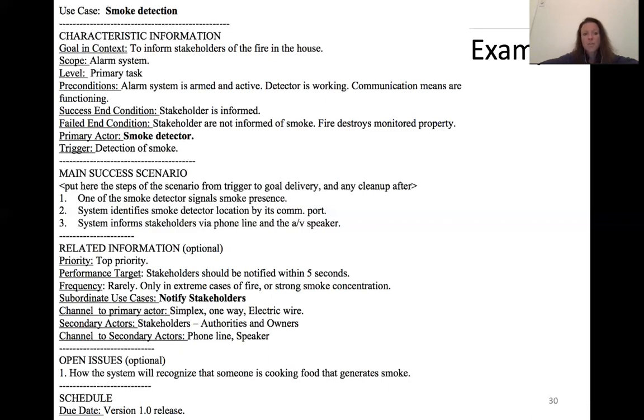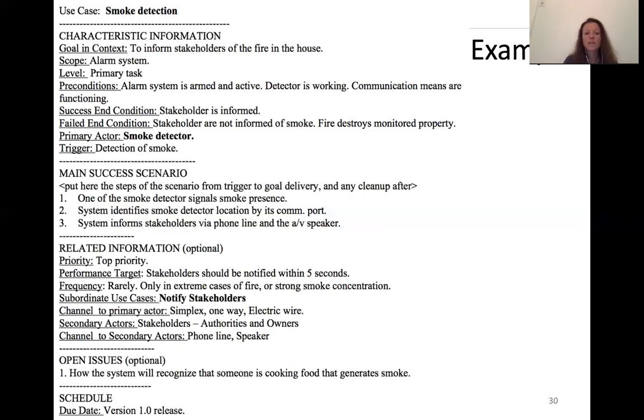The primary actor in this use case is the smoke detector, and the trigger is the detection of smoke with that sensor. Main success scenario is number 1, the smoke detector signals smoke presence. 2, the system identifies smoke detector location by its communication port. And 3, system informs stakeholder via phone line and the AV speaker.